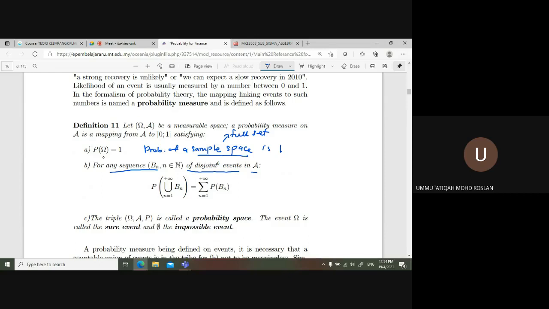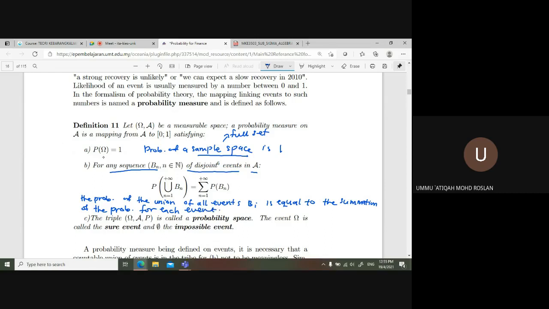So maybe I can write down here: the probability of the union of all events Bi is equal to the summation of the probability for each event.